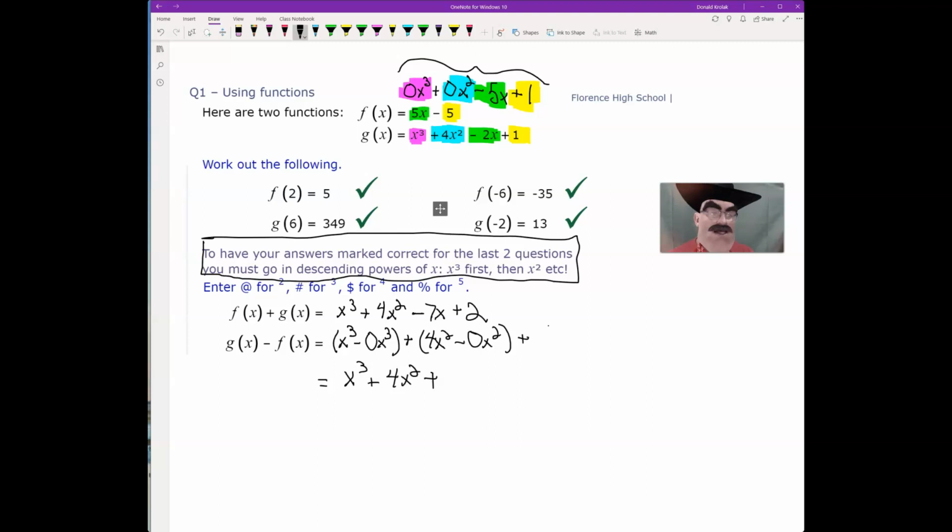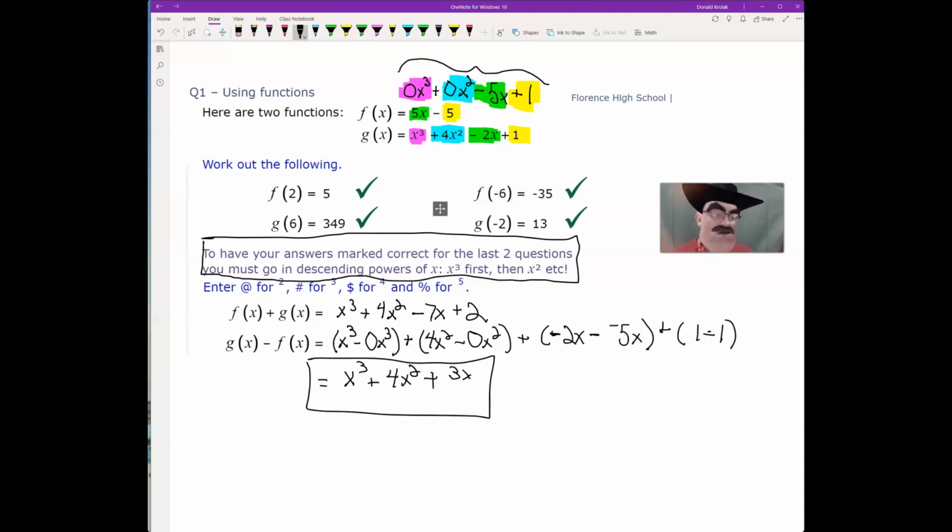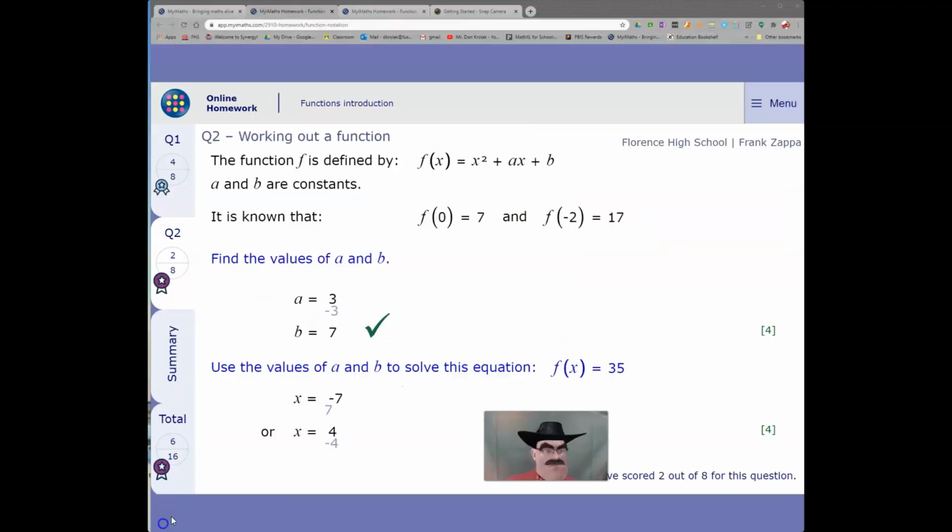Okay, now my next one, let's see, g of x is first, so it's going to be negative 2x minus negative 5x, so that's negative 2x plus 5x, 3x, and then I've got 1 minus 1, which is 0. So there's my difference between those two values.